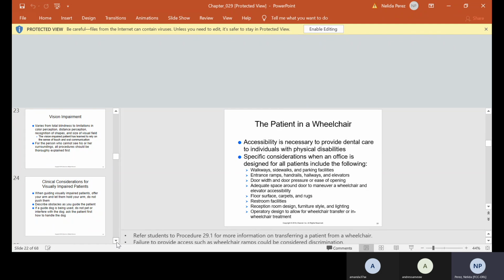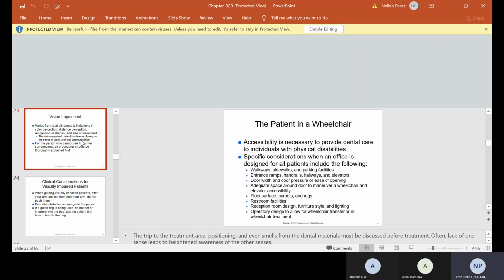Specific considerations when an office is designed for all patients include the following: walkways, sidewalks, parking facilities, entrance ramps, handrails, hallways, elevators, the door width, the door pressure or ease of opening, adequate space around the door, floor surfaces, carpets and rugs, restroom facilities, reception room design, furniture style, and lighting, and operatory design to allow for wheelchair transfer or in-wheelchair treatment. So a lot of different things have to be done.